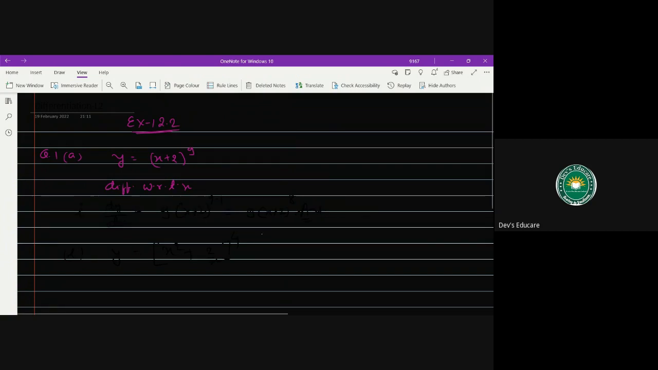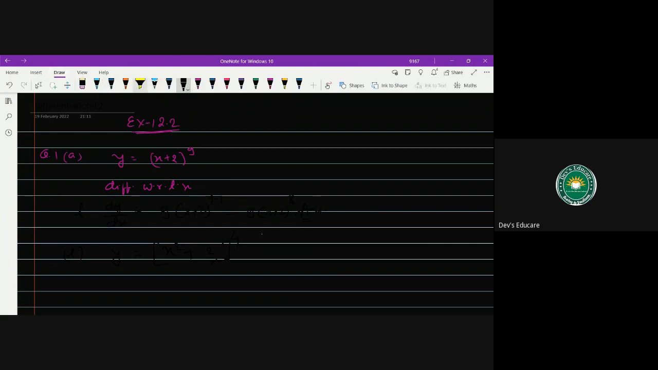L part will be doing L part now. Okay. We have y equals x square plus 2 over x to the power 4. So differentiating with respect to x.